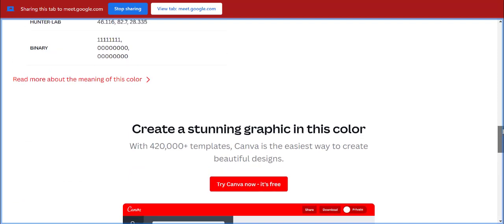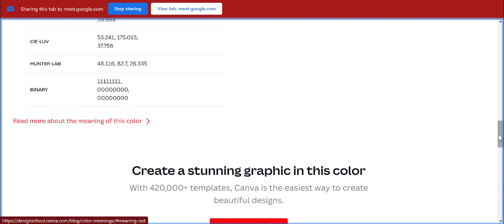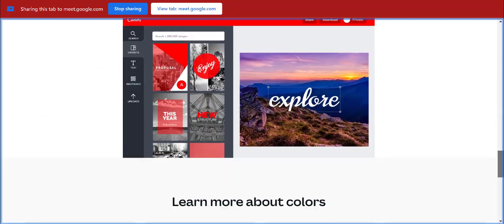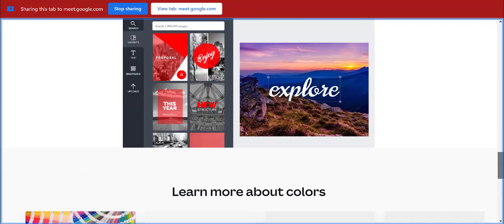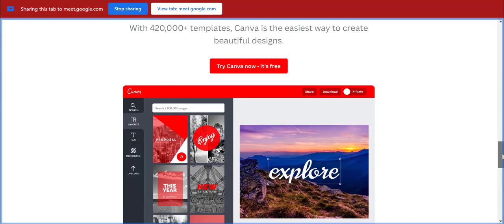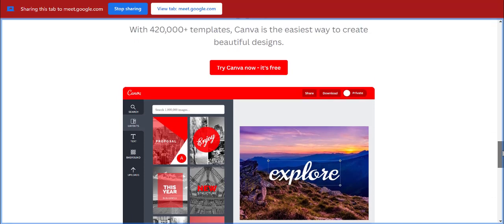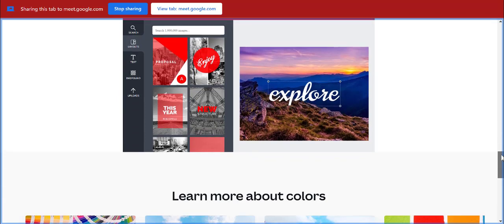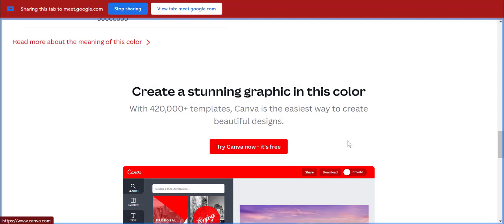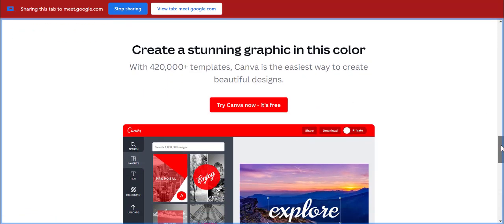Okay, so if you want to read more about red, you could still go through it, and we also have some illustrations here. Canva gives you a free-to-use template for you to design with the color red. It just says try out now. It's free. In your free time or after the class, you can try it out.